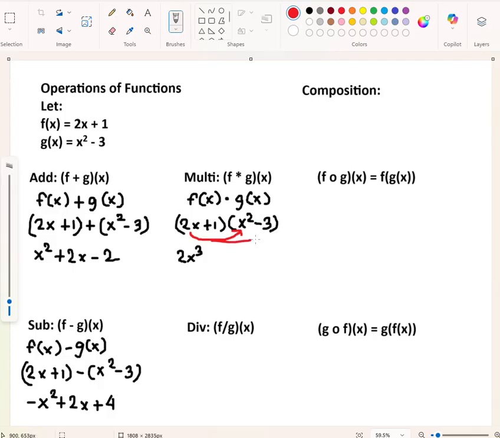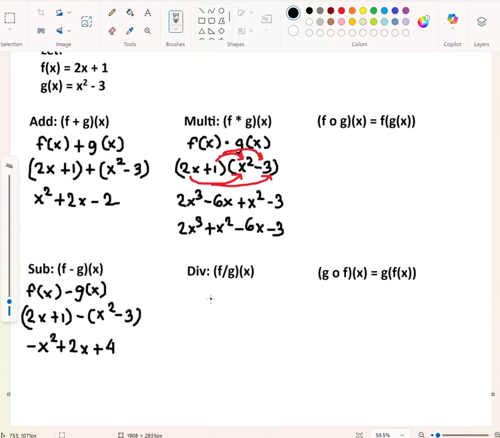Next is 2x times negative 3, which becomes negative 6x. Then 1 times x squared becomes positive x squared. And then 1 times negative 3 becomes negative 3. Then combine the like terms. So we have 2x cubed, next positive x squared, then minus 6x, and then minus 3. So that's the final answer, because we need to list from highest to lowest.